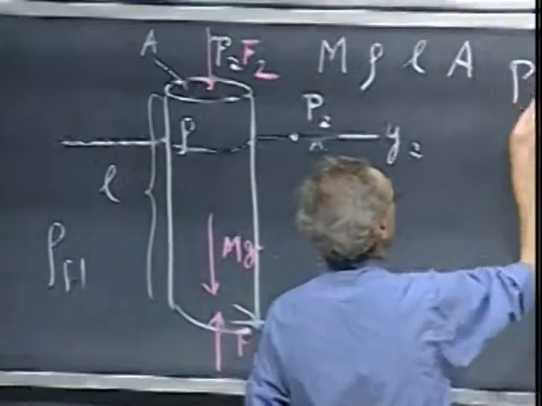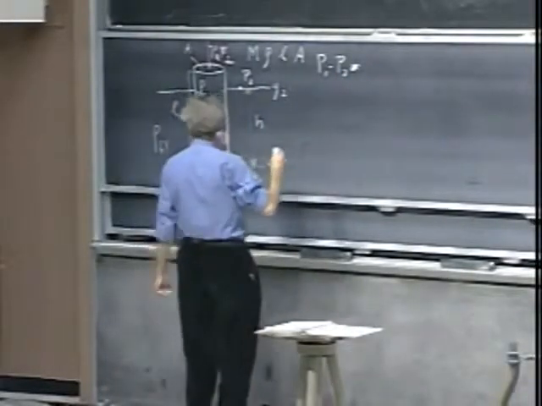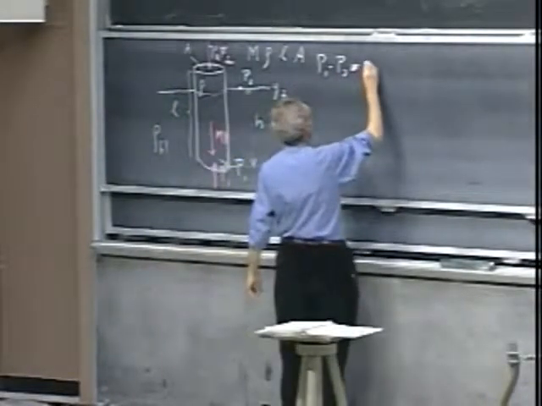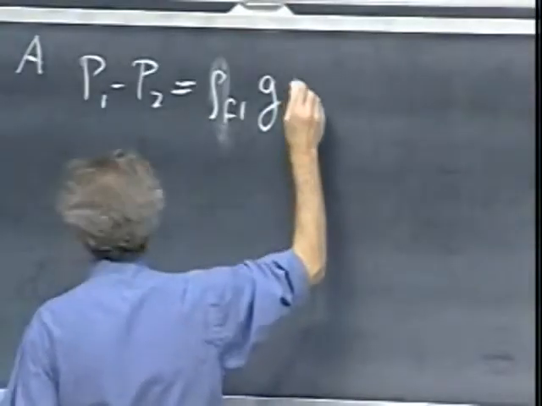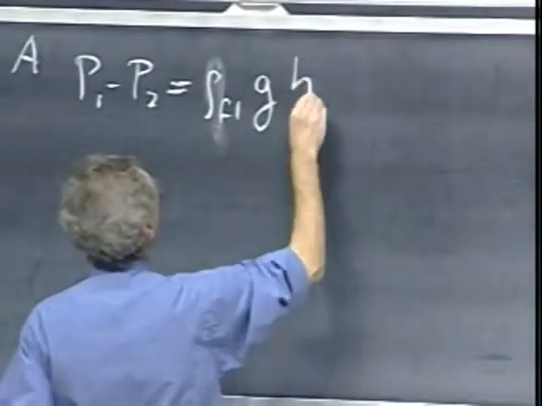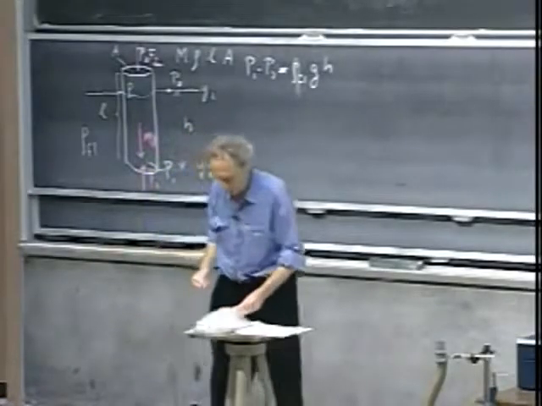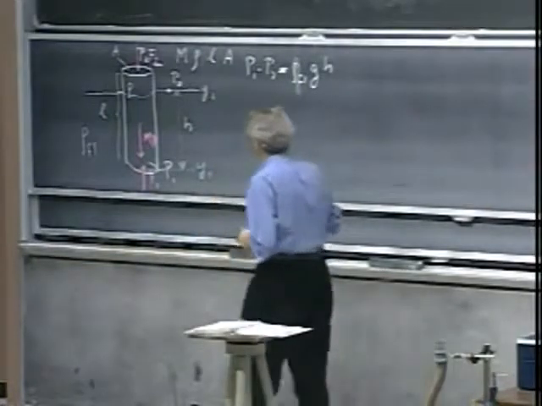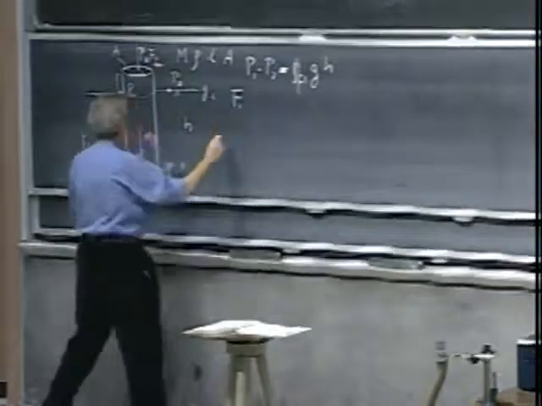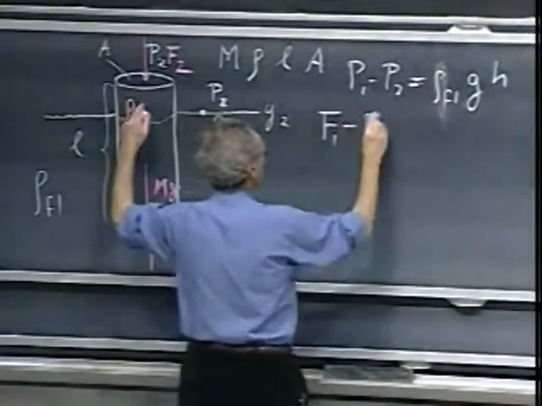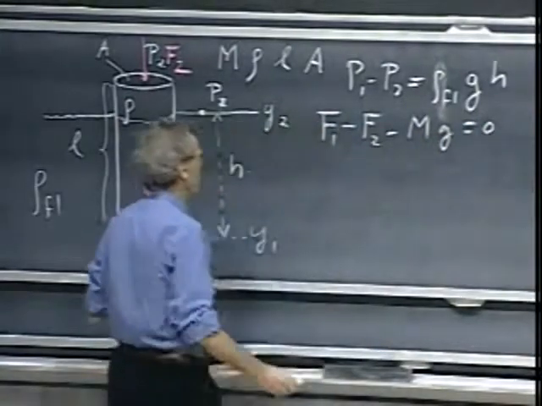So P1 minus P2, as we learned last time from Pascal, equals rho of the fluid, G times Y2 minus Y1, which is H. So that's the difference between the pressure at P1 and P2. For this to be in equilibrium, F1 minus F2 minus mg have to be 0.